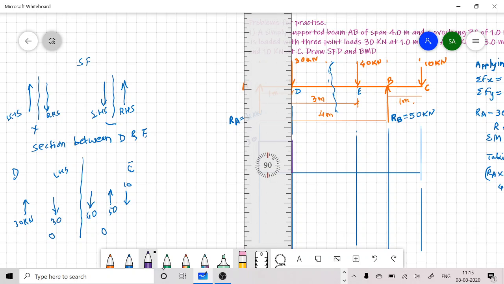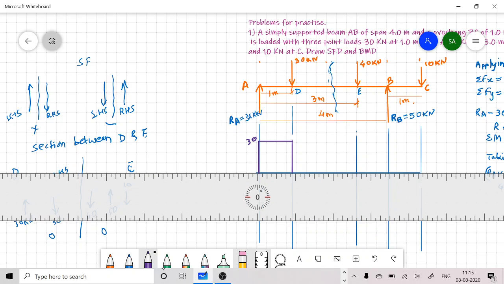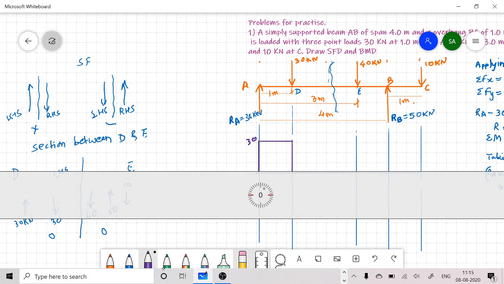So at A we were plus 30, at D we are going down by 30. So we will meet at the baseline. From D to E there is no change, so straight horizontal line. Now you will find that between D to E the shear force is 0 that we calculated here.